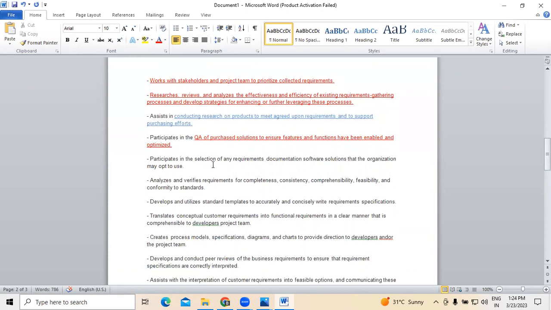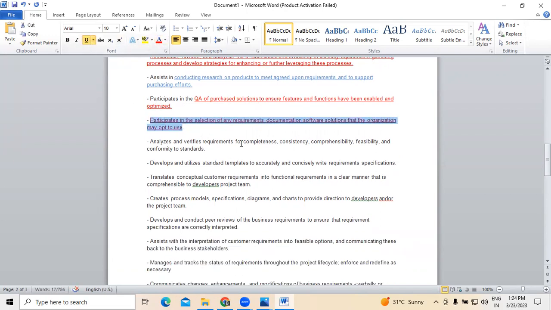Next, participating in selecting requirements documents and software solutions, which is something common here. Next, analyzing and verifying requirements for completeness and consistency. This is also a common point, because we do feasibility like technical feasibility, operational feasibility, regulatory feasibility, all that. At the same time, developing and utilizing standard templates, because organizations will have these standard templates and all. This is also a common point.